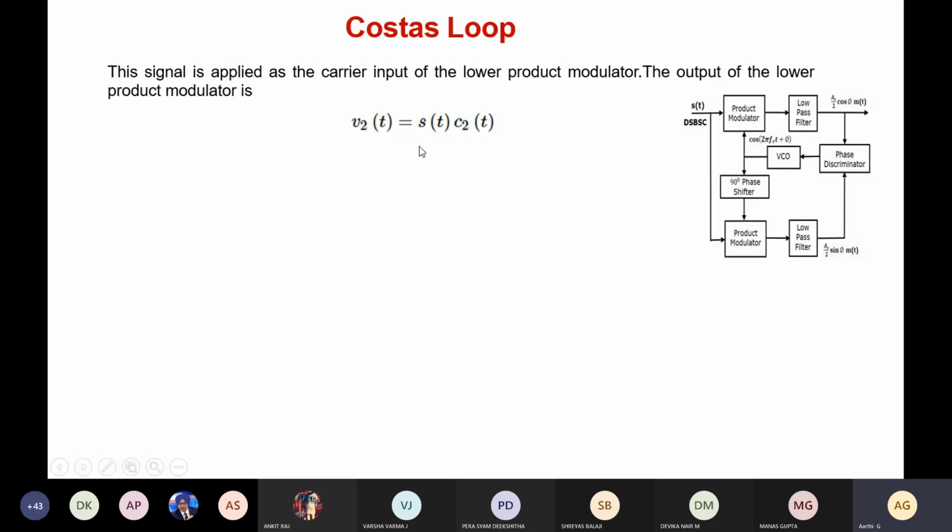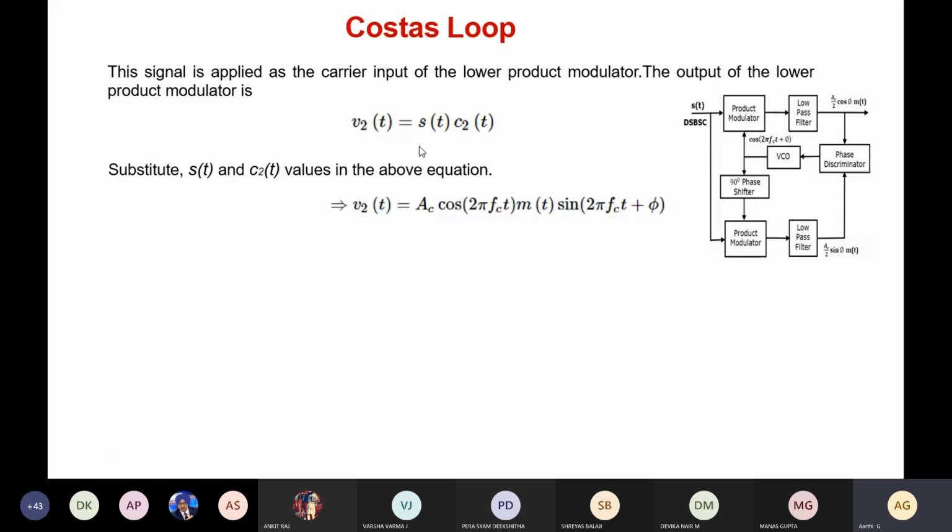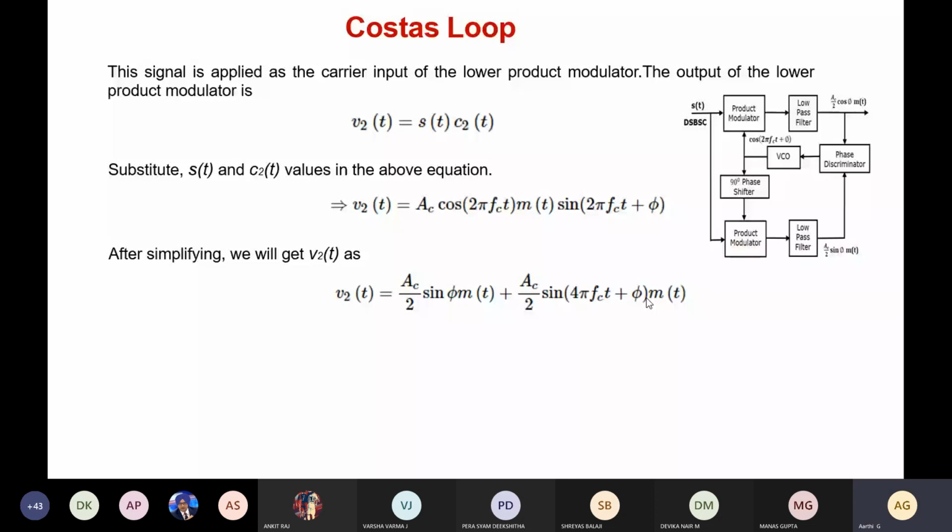So you have to expand using the trigonometric identity. So this is cos into sine. So now this is given as input to the low pass filter. So this low pass filter will filter the high frequency components. That is 4 pi fct component will be removed. And finally we have Ac by 2 into sine phi into m of t. So this will be the output of the filter. So let us take it as V naught 2 of t.